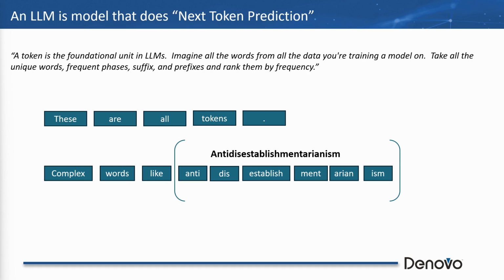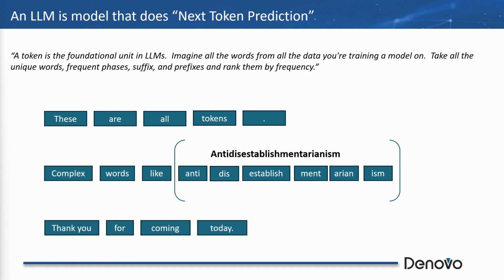I practiced about 10 times saying this to try to get it to roll off my tongue. I'm not even trying. And then groups of words can be tokens. So like "thank you": thank and you are always found together, so it's treated as an individual token.